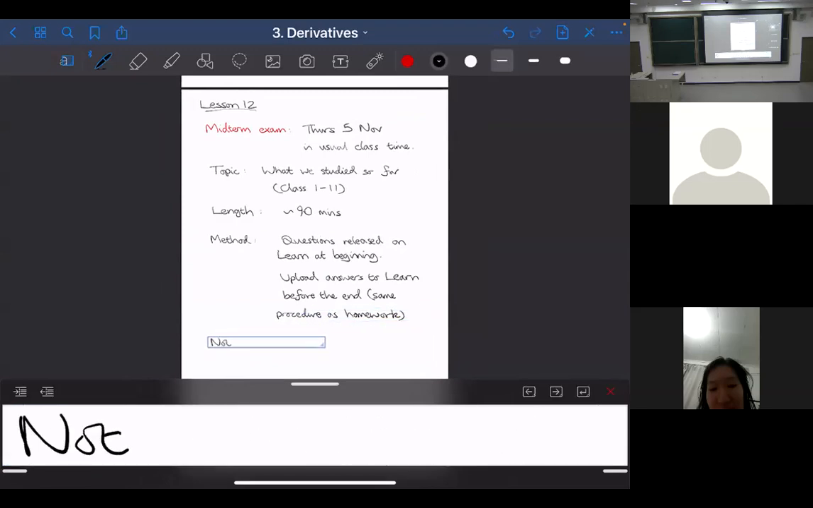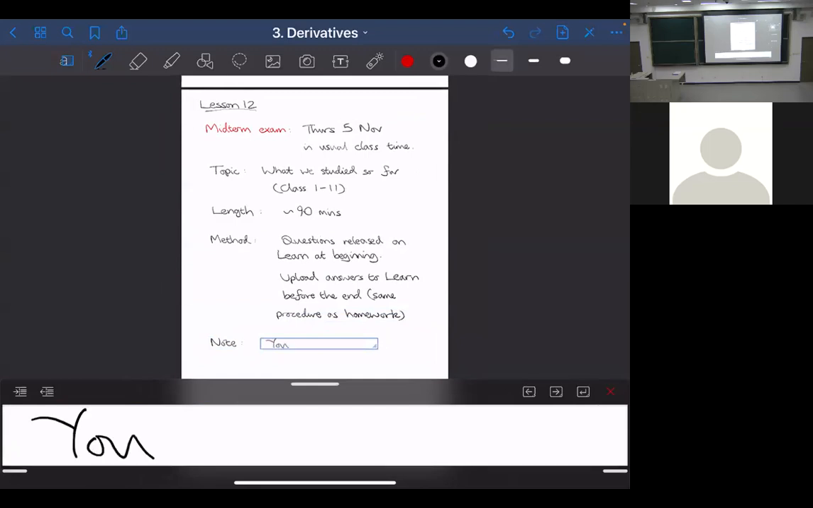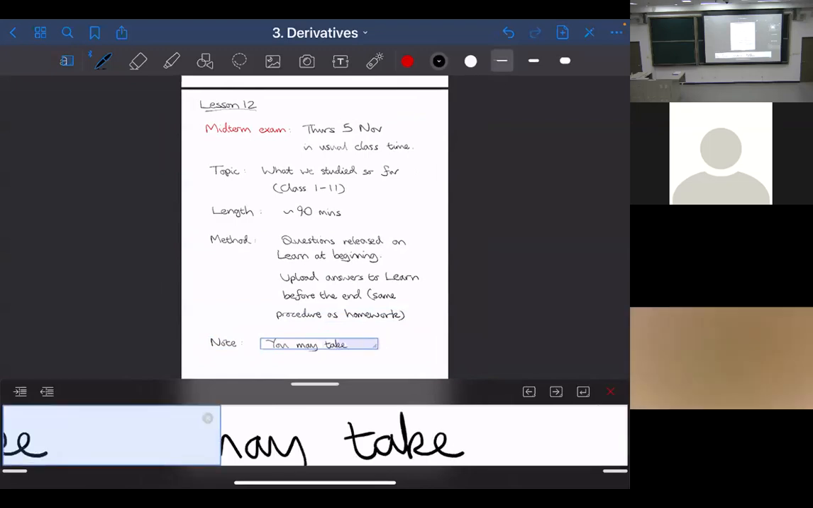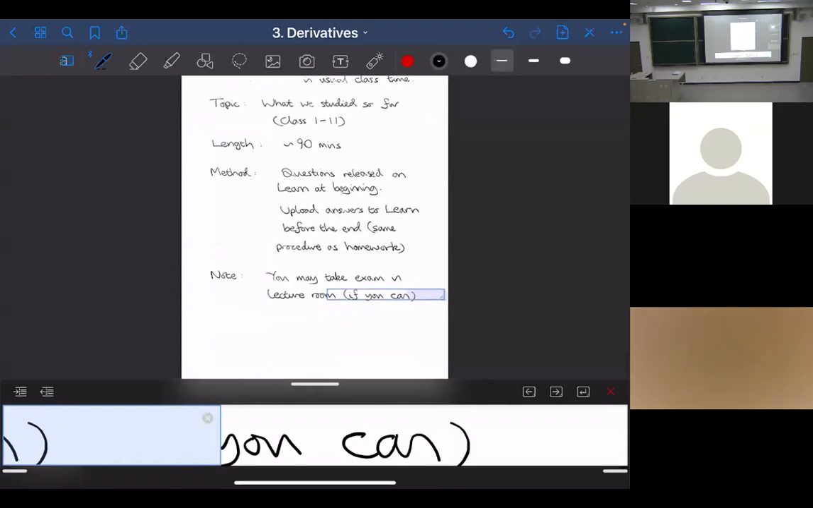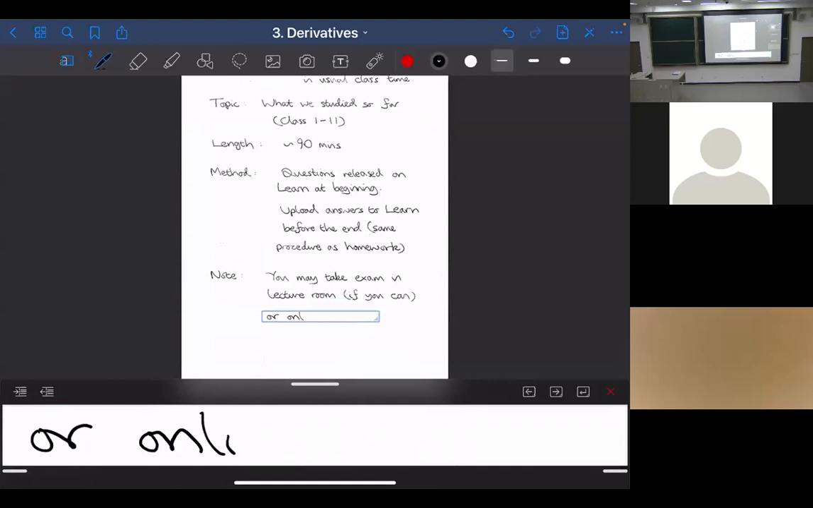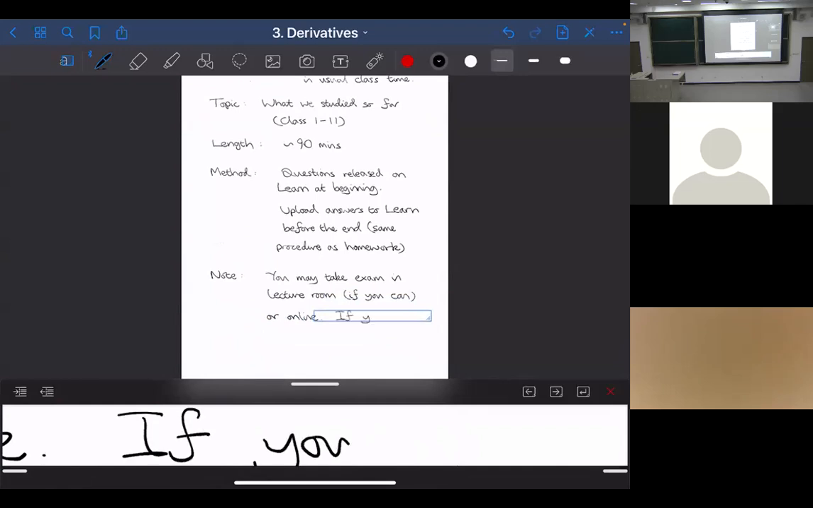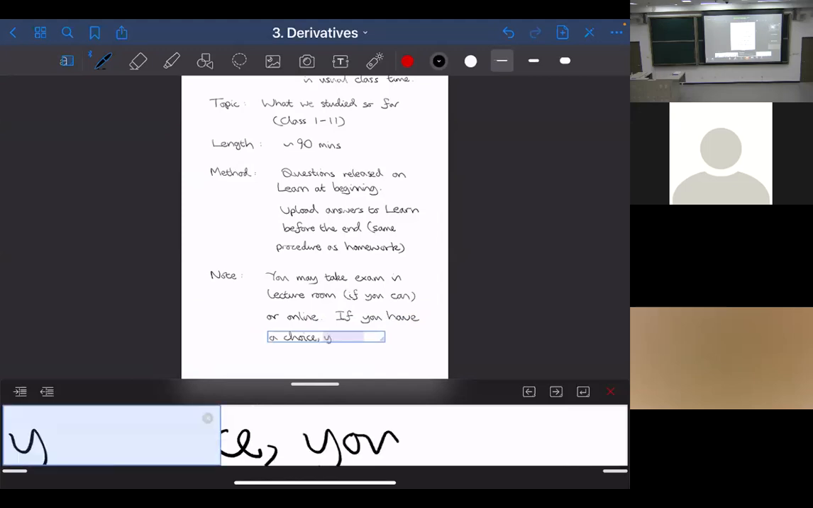So note, you may take it in the lecture room if you can, for those who are on campus, or online. And if you have a choice, you are free to do either.